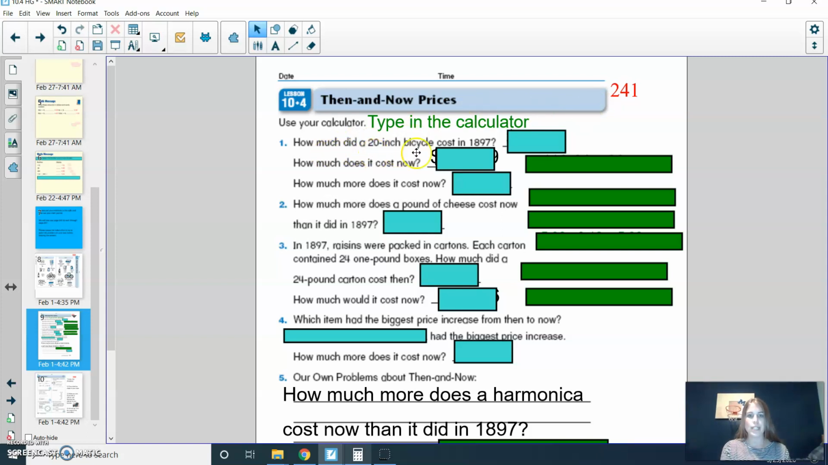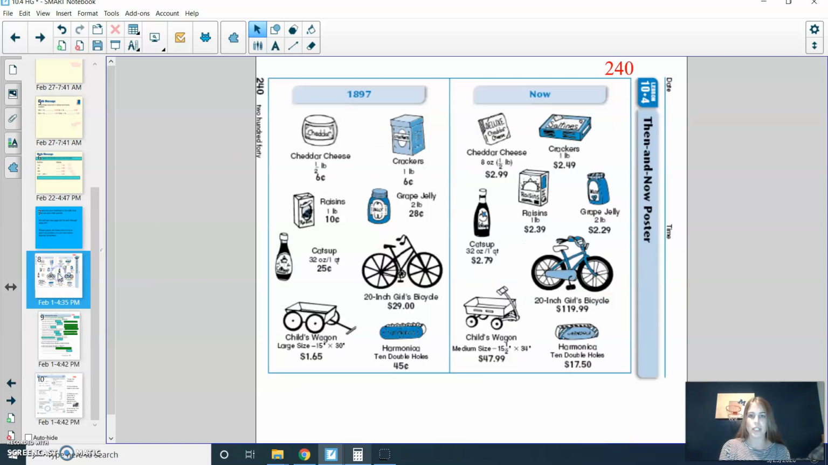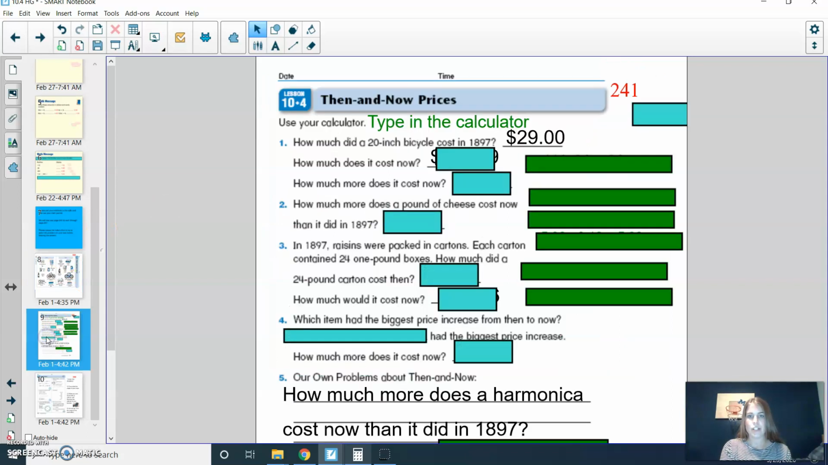How much did a 20-inch bicycle cost in 1897? So if you pull up your page 240 and look at 1897 and the cost of a bicycle, write down that it would cost $29. How much does it cost now? So again, just so you know where to look, in 1897, I can see the bicycle was $29. Now I can see how much the bicycle is, $119.99. So I'm going to write that in my second. Now it costs $119.99.